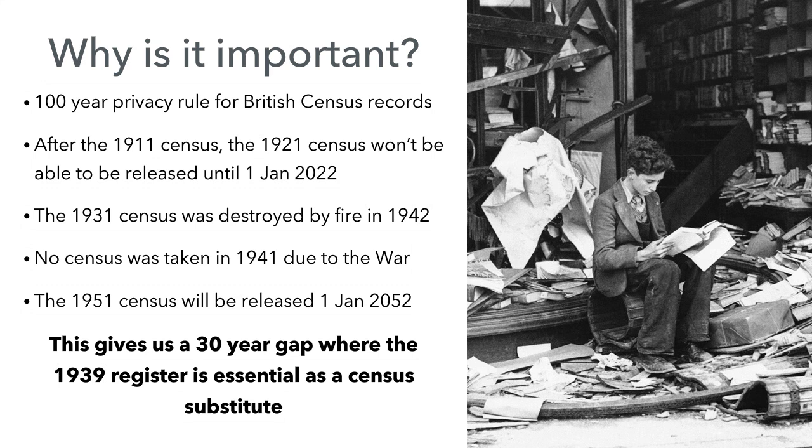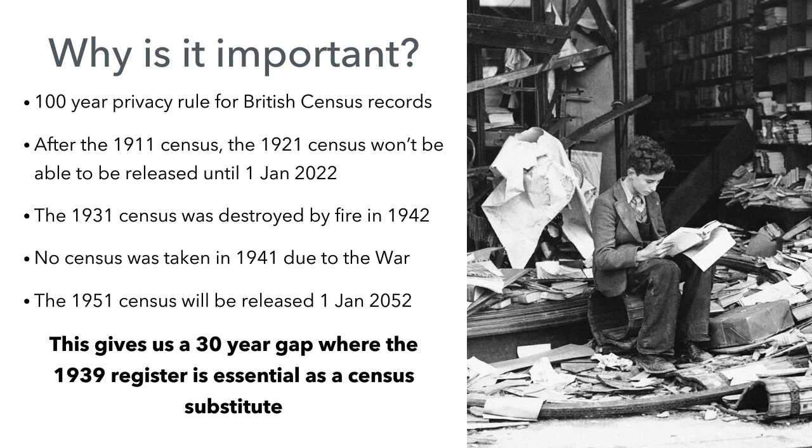But the next census, the 1921, won't be available until the 1st of January 2022 at the earliest. Now that's a long time to wait, but there's more to think about here. The 1939 census was destroyed by fire in 1942. Ironically, not as a result of enemy action, but actually by accident. And the 1941 census wasn't taken due to the war. The 1951 census, due to that 100-year rule, won't be released until 2052 at the earliest again.